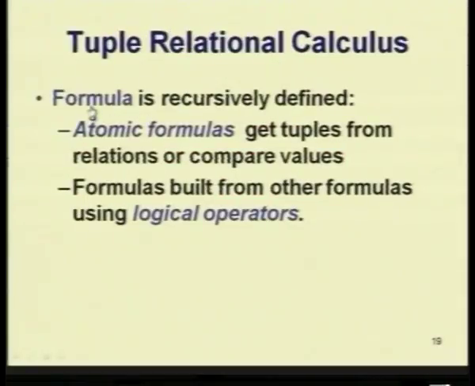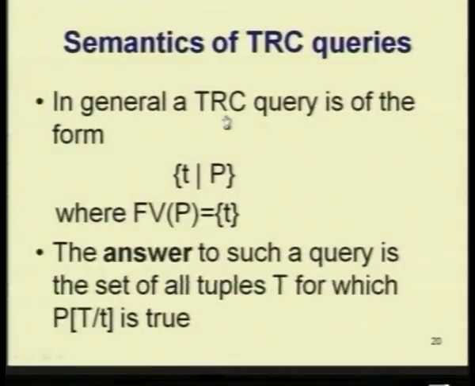So, a formula can be defined in this way. It can be atomic formulas, which get tuples from relations or compare values, or formulas can be built from other formulas using logical operators. This is true for any expression that you talk about, whether it is arithmetic or logical. In general, a tuple relational calculus query is of the form {T | P(T)}: tuples given the predicate. If the predicate is true, I will get all those tuples. The answer to such a query is the set of all tuples T for which this is true.